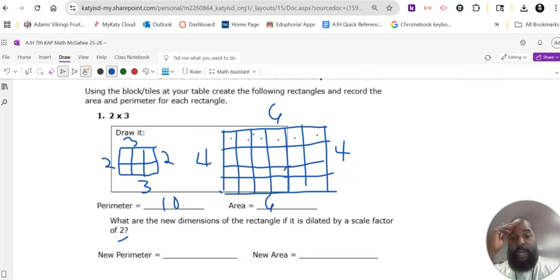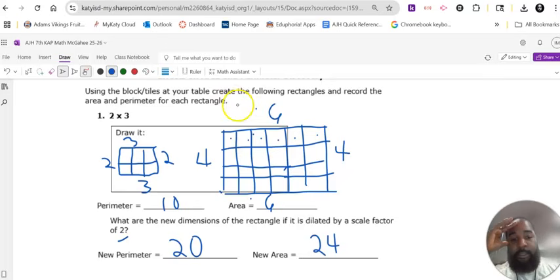Okay, so now if I look at the perimeter of this rectangle, by a scale factor of 2, this has been doubled. So we have 12. 6 plus 6 is 12. 12 plus 8 is 20, right? Now, here's where it gets interesting. The area is not times 2. The area of this rectangle is 24.